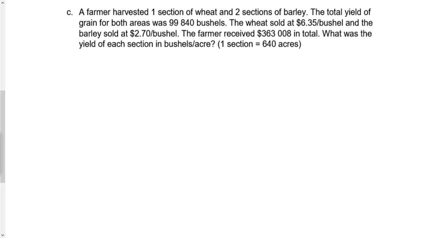A farmer had harvested one section of wheat and two sections of barley. The total yield of grain for both areas was 99,840 bushels. The wheat sold at $6.35 per bushel, and the barley sold at $2.70 per bushel. The farmer received a total of $363,008. What was the yield of each section in bushels per acre? And keeping in mind that one section is approximately 640 acres.